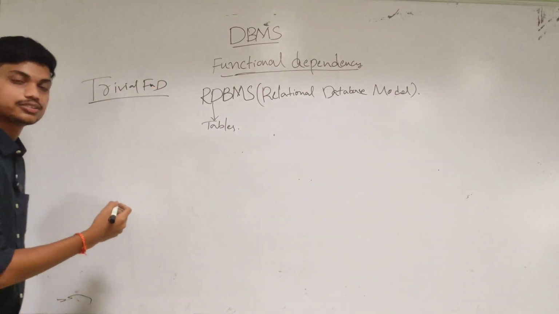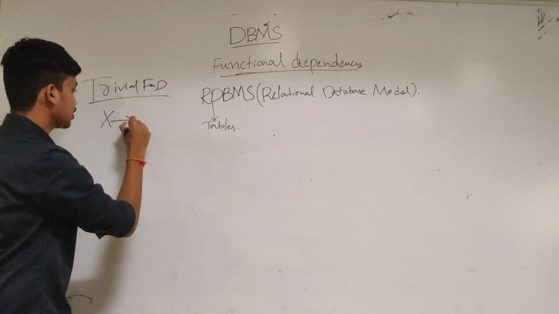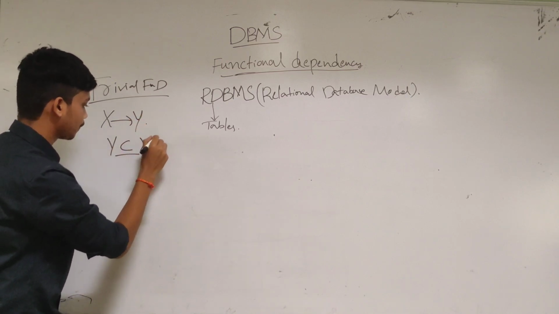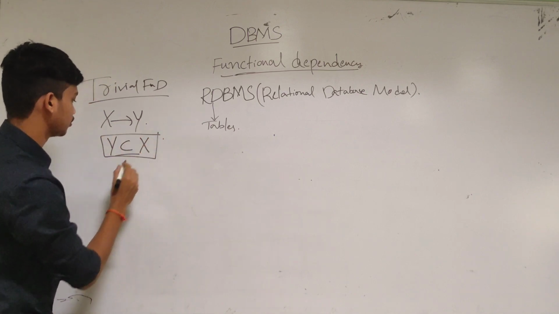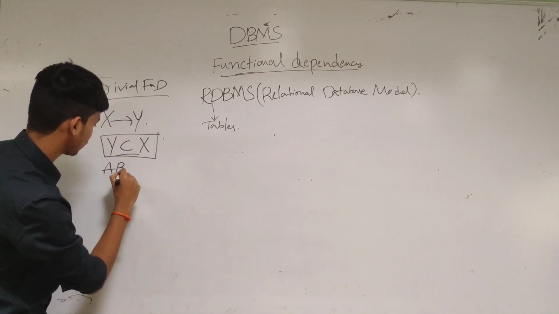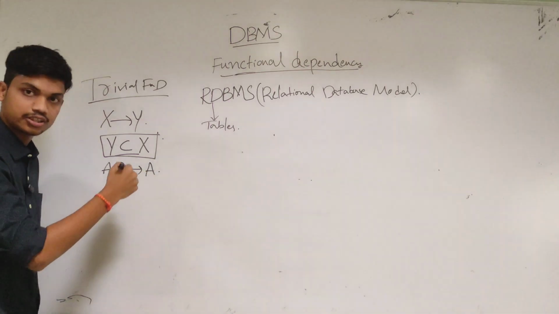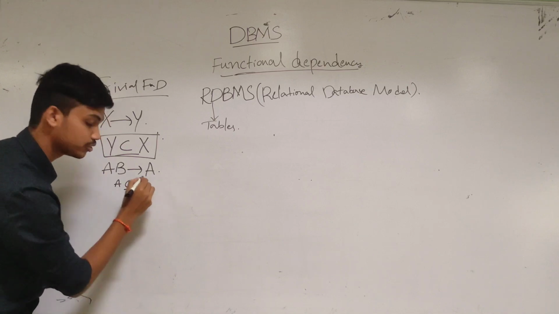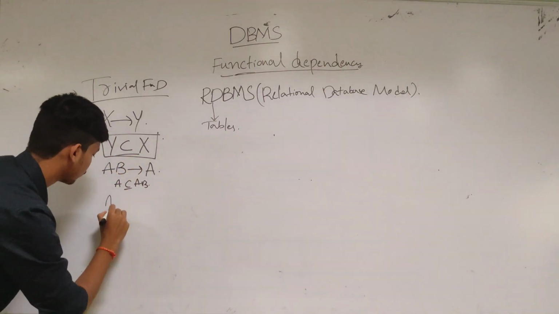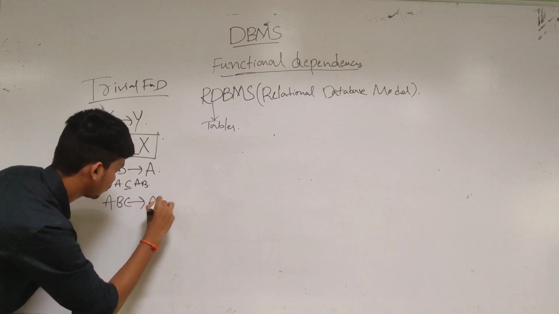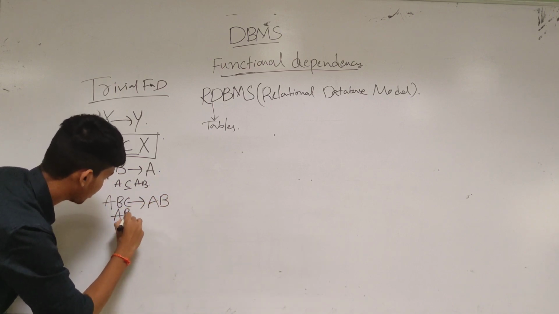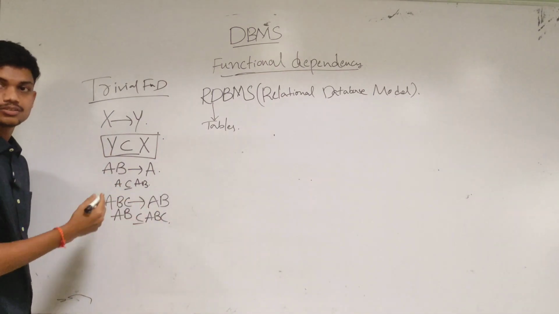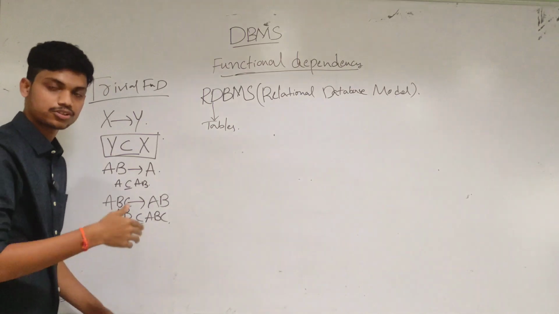First, let us discuss what is a trivial functional dependency. In a trivial functional dependency, let us say Y is functionally dependent on X, then that means Y should be a proper subset of X. Let us say AB tends to A. This is a trivial functional dependency. A is a proper subset of AB. You are seeing it right, like this. Now ABC tends to AB. If you observe this, AB is a proper subset of ABC. These are all trivial functional dependencies. Now let us discuss non-trivial functional dependency.